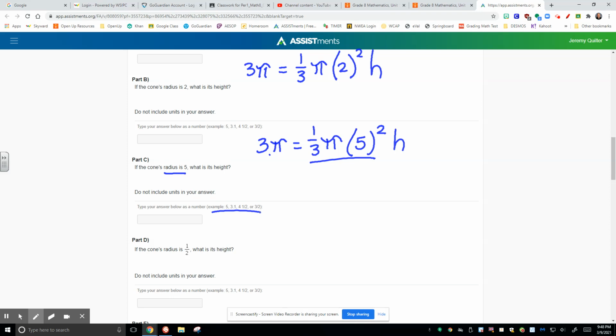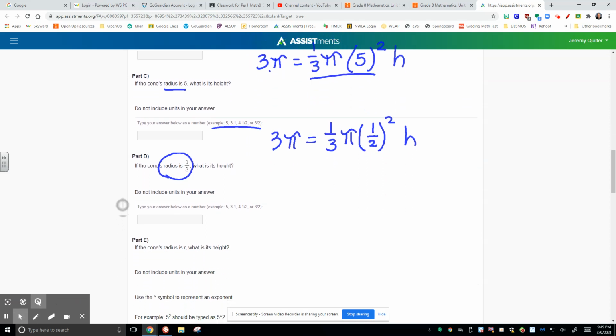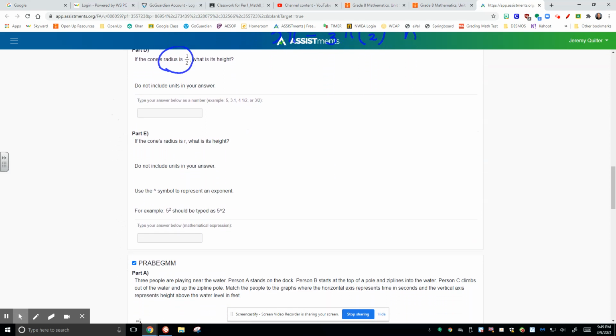If the cone's radius is 1/2, follow the same steps. Substitute the known value for the volume. Insert the numbers that we know. Substitute the numbers that are given to us. So the radius is 1/2 squared. And then we need to find h again. And then part E is one that's just a little bit trickier because they actually just give us r.